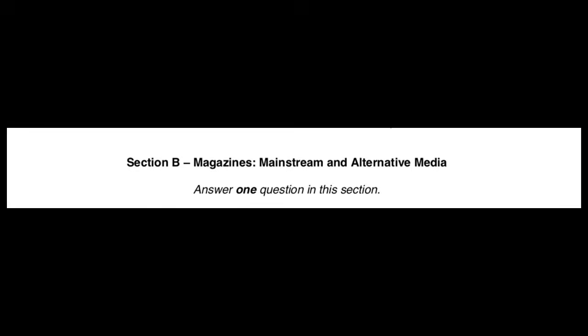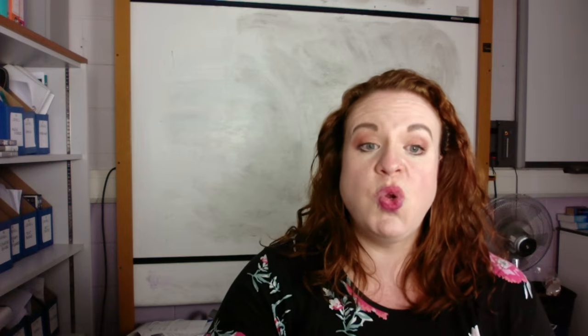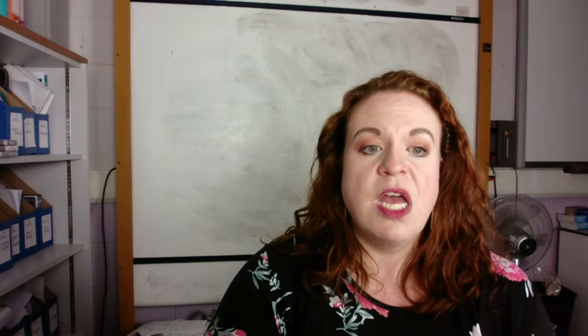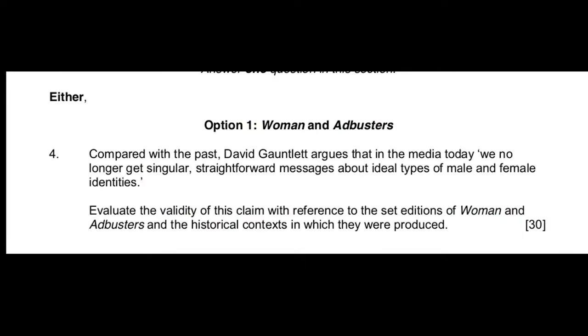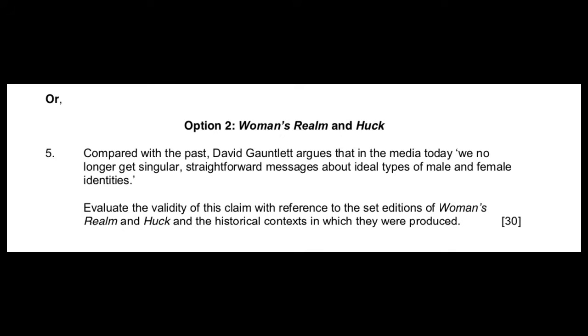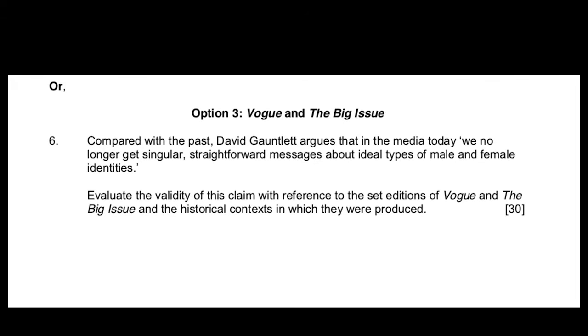It's exactly the same when we scroll down to section B, which is the magazine section. This is a good example of where they've just got 1 question, but they mention both products you've studied. So your school might study option 1, which is women and adbusters, and they've got 1 question here which asks about women and adbusters for 30 marks. My school studies option 2, which is women's realm and huck, and they've got 1 question here that asks about women's realm and huck for 30 marks, and so on. You've got the Vogue and the big issue one down at the bottom as well.